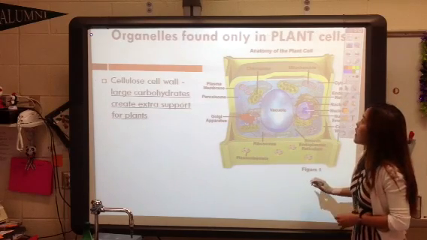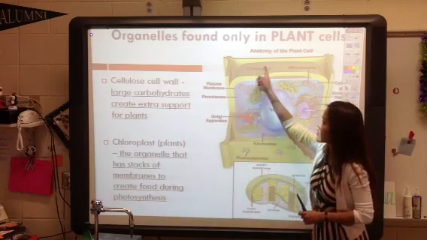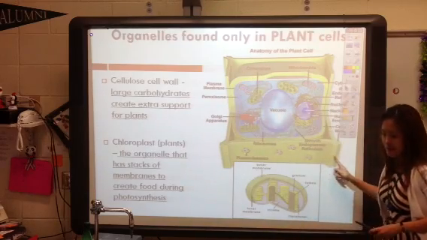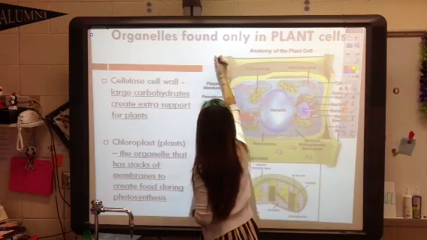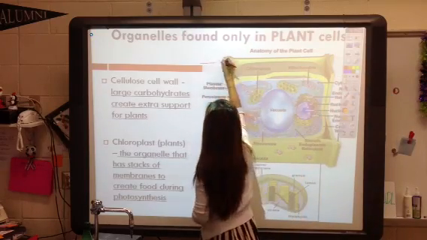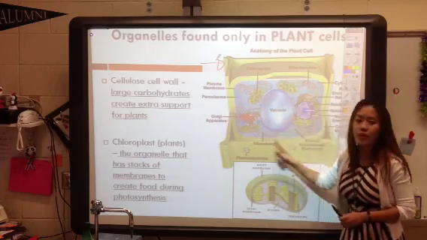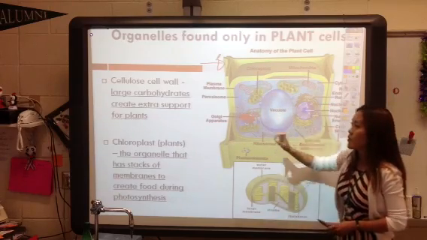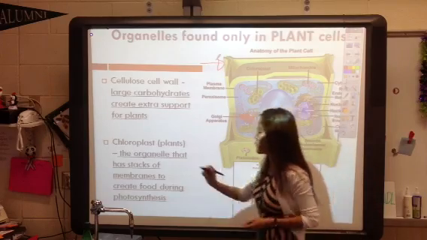Now, organelles that are found only in plant cells: that's going to be our cellulose cell wall. If you notice on the very outside here, this is the cell wall, the very exterior structure. And you might want to point that out to yourself. You have the cell wall first, and then you have the cell membrane inside of it. Remember, it's made of cellulose, a type of carbohydrate.